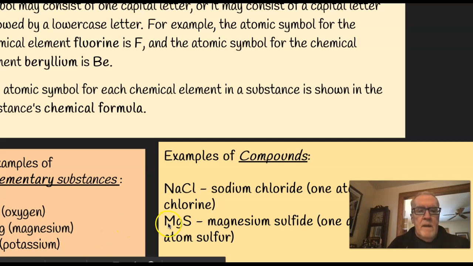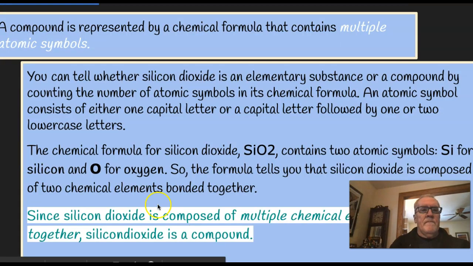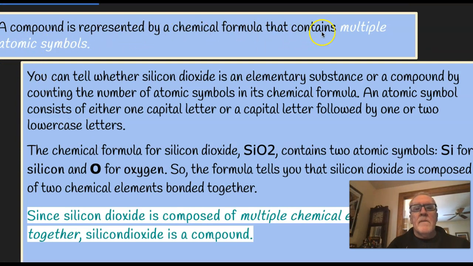Here's another one. MgS. Notice, Mg stands for magnesium. S stands for sulfur. And you know there's two because you've got the capital M, lowercase g, and then another capital letter S. That means there's another element in there. So that's called magnesium sulfide. One atom of magnesium, one atom of sulfur. Compounds. A compound is represented by a chemical formula that contains multiple atomic symbols.